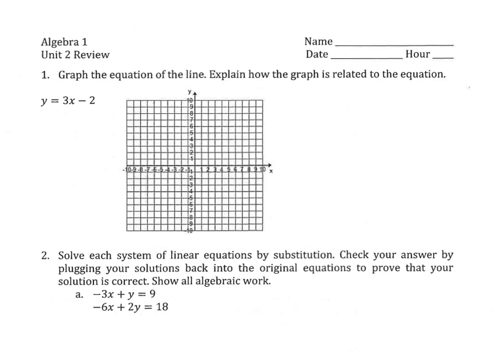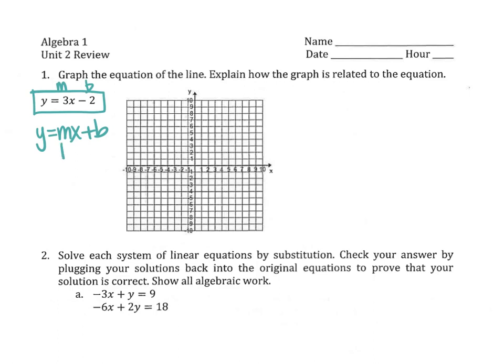Alright, so first thing we're looking at is graphing the equation of a line. You always want to make sure the equation is in slope-intercept form first. So slope-intercept form is y equals mx plus b. And yes, that is in that form. So 3 is our m, or our move, or our slope, and then negative 2 is our b.